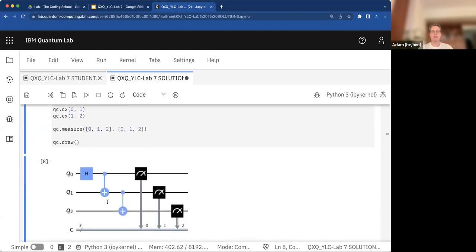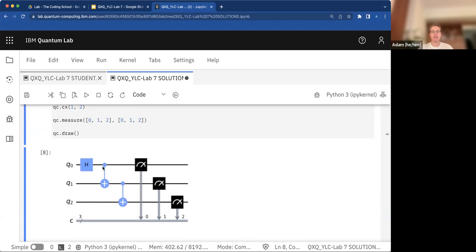And we can draw and see our beautiful circuit here. An H gate, a C naught, and 3 measurements.